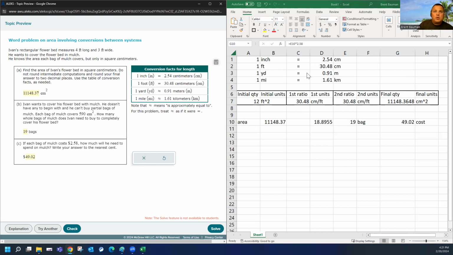Okay, so the first part again is converting, getting it from feet squared to centimeters squared, and that's similar to what we've done in DQs and on major assignments. And then once you have the area, if you know how much each bag covers, so they each cover 590, we can just divide the area by the 590, and that gets us to our number of bags that we rounded up to 19. And then the cost is just the number of bags times the cost per bag.